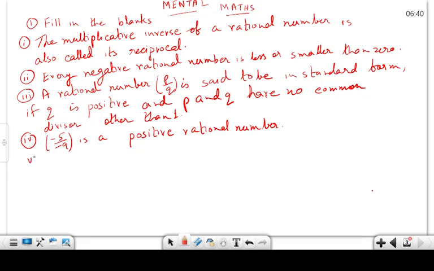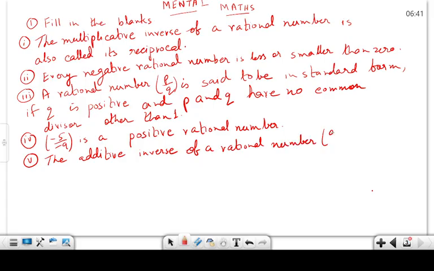And question number 5 is: the additive inverse of a rational number a by b is minus a by b. Okay.